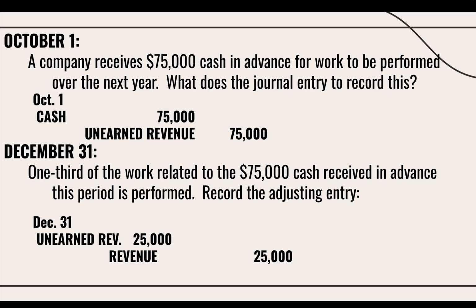So what are we saying here? We're saying during this year, we've earned $25,000 worth of revenue, and we still have $50,000 worth of unearned revenue to earn in the future. The remaining balance in my unearned revenue account is $50,000 because remember, unearned revenue is a liability which gets increased with a credit and decreased with a debit. So my ending unearned revenue balance is $50,000.